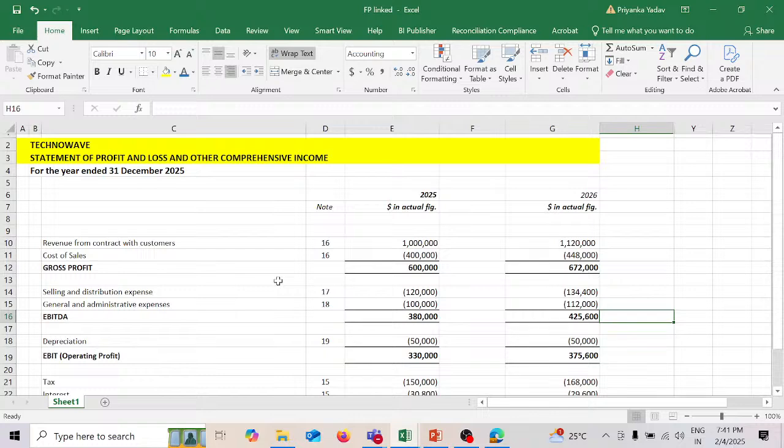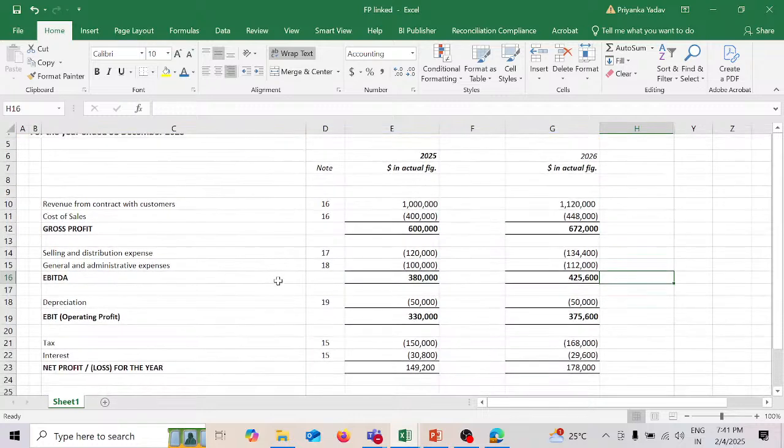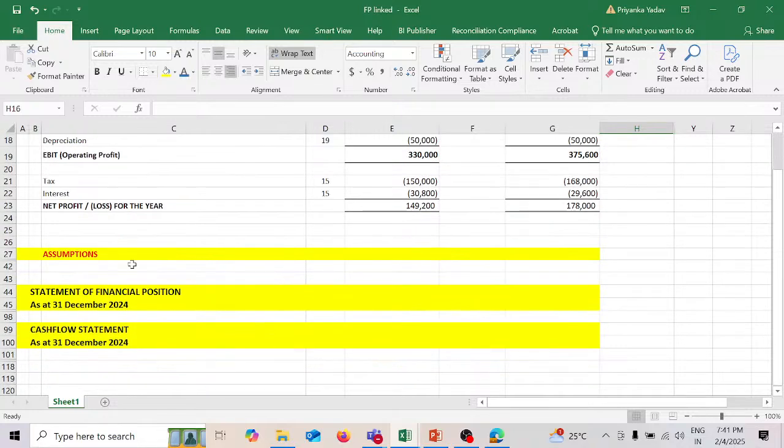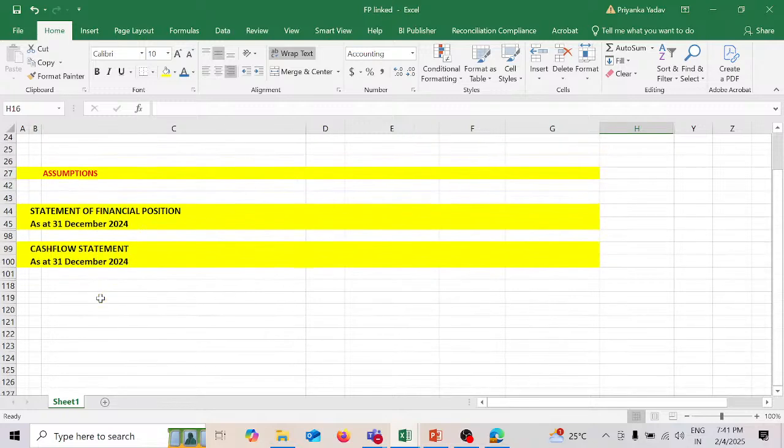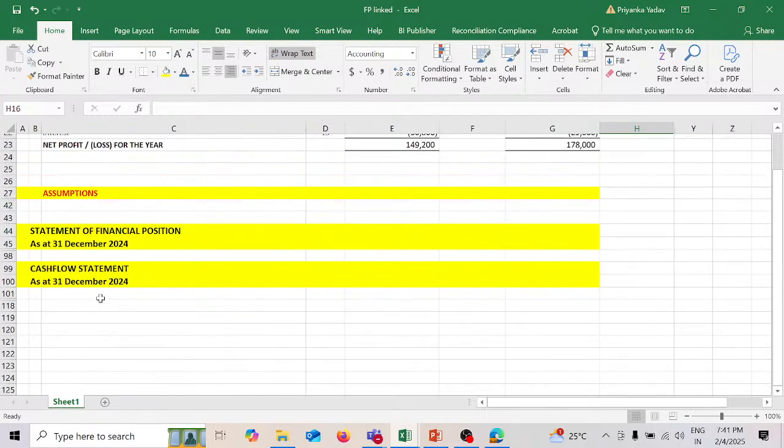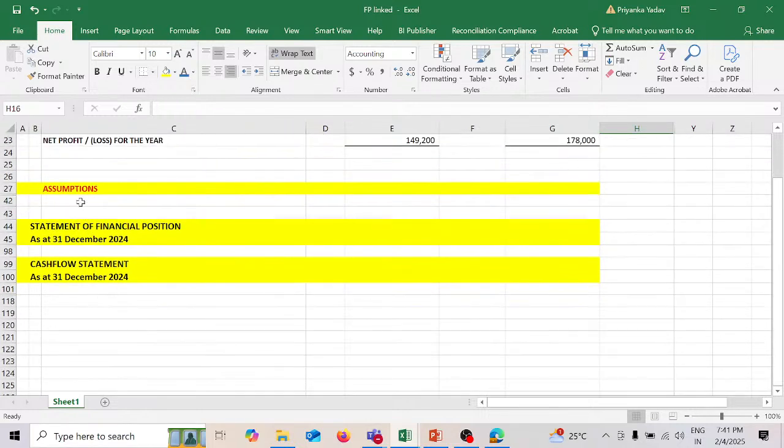The idea is that we integrate all the statements in one sheet, and we have hidden the columns. As and when we require, we can unhide them, and we will get all the three statements as well as assumptions. Or if you have notes and schedules, you can bring all of them here in one sheet, so that you do not have to scroll over multiple sheets. This is the linking of all the three financial statements.